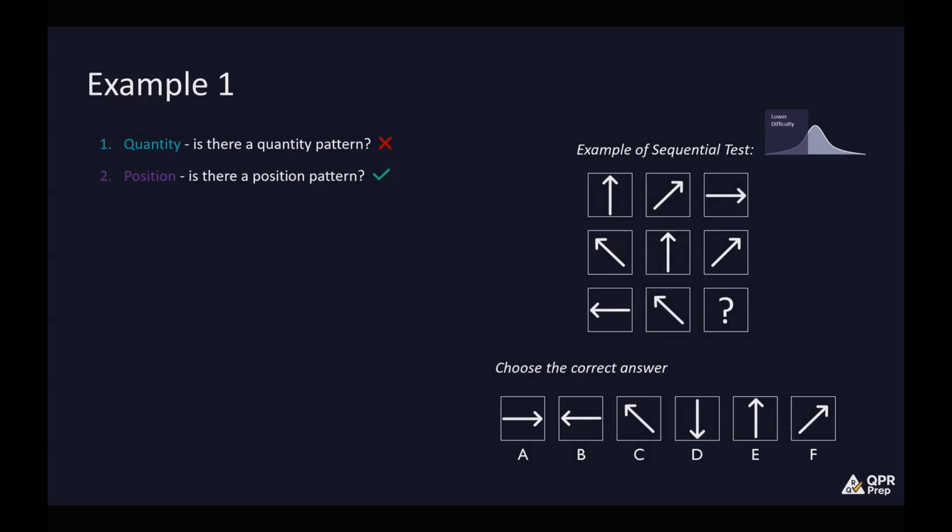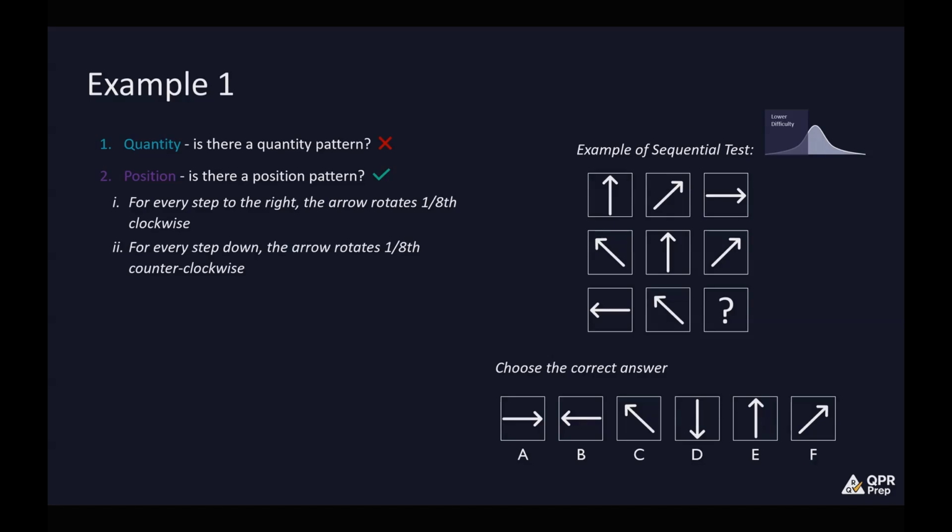Let's identify the rules. To find the rules, let's start from left to right. Here we can clearly see some sort of rotation of 1/8 clockwise. What about from top to bottom? Here we also see a rotation of 1/8, but this time it's counterclockwise. What about overlap of symbols? There's not, right? The arrows are never overlapping with each other in this problem. So this problem seems to be all about position of the arrows. By applying our rules for position, we can clearly see that the solution is E.